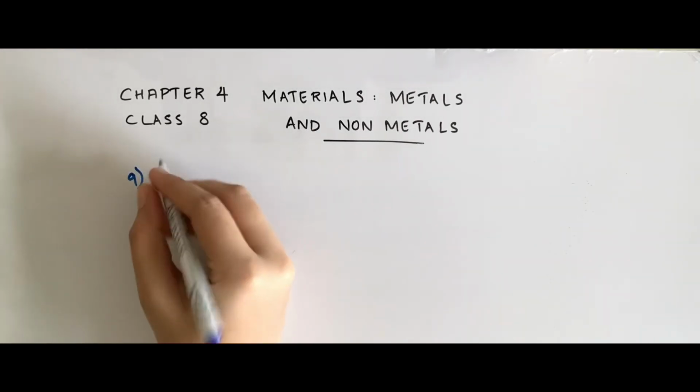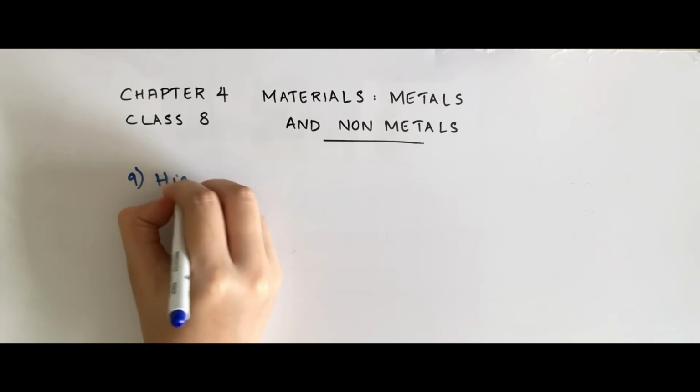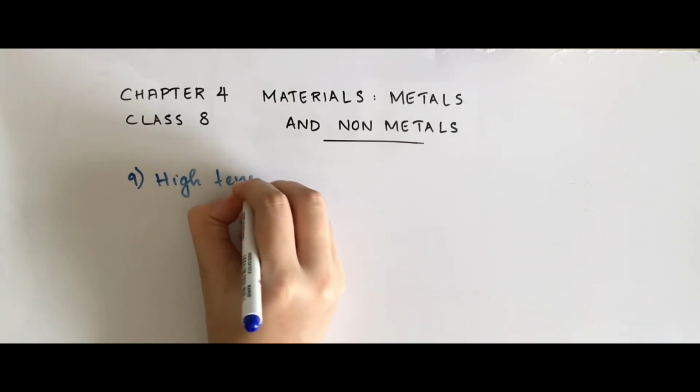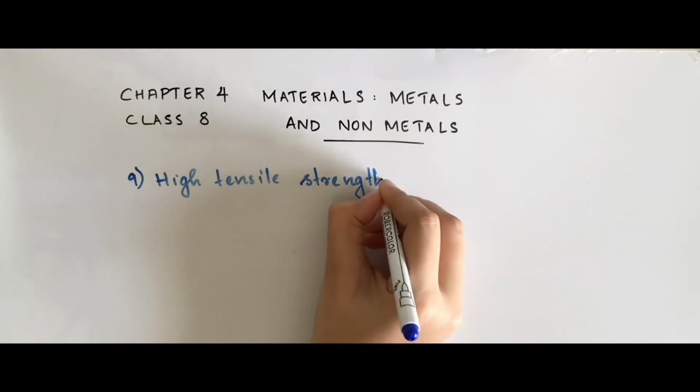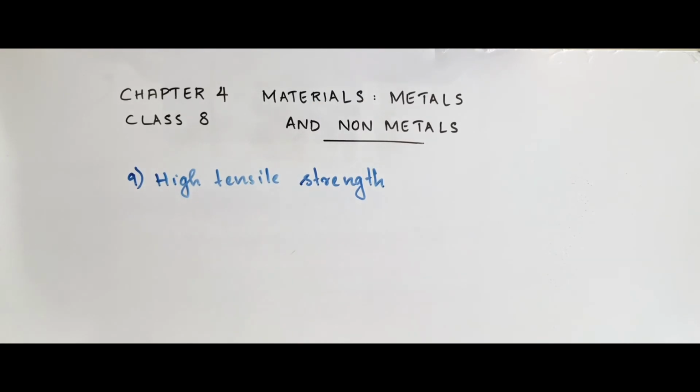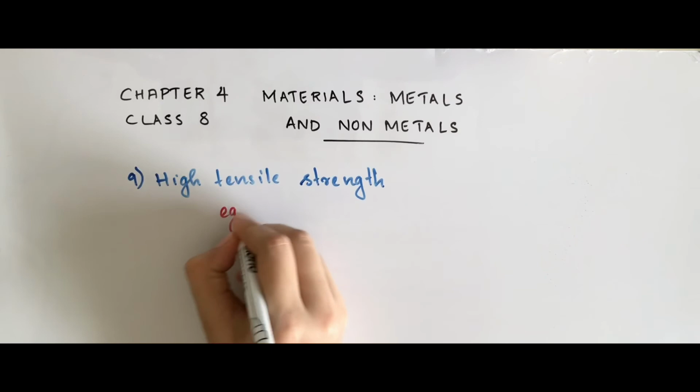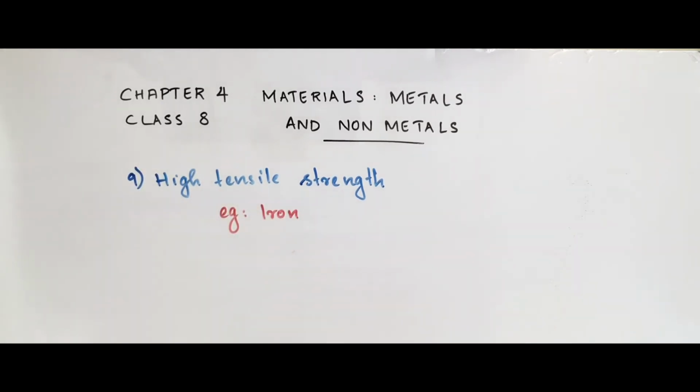The last property is high tensile strength. So what is it? The metals which can bear strain are termed high tensile strength metals. An example is iron. It has a very high tensile strength. Strain can be applied to a large extent and it does not break. So that is, it has a high tensile strength.